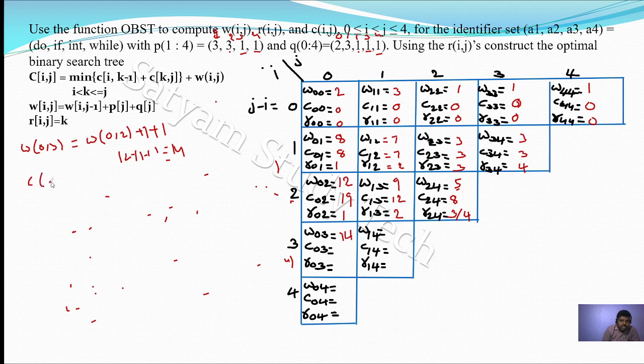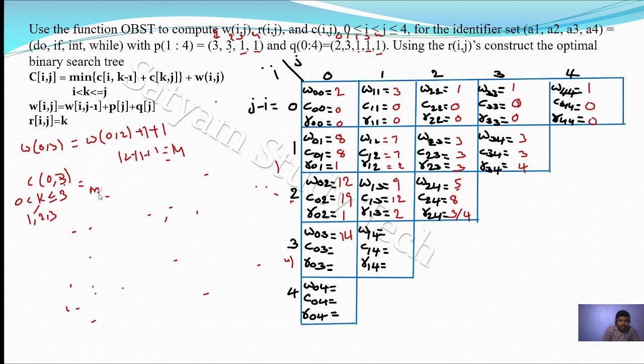Now you can consider C of 03. So the k values are, because 0 less than k less than or equal to 3. Here I less than k less than or equal to j. So j value is 3. So the k values are 1 comma 2 comma 3. Because here j minus I equal to 3. So at a time you can consider the 3 keys 1, 2, 3 like that.